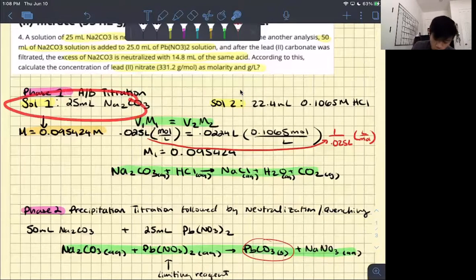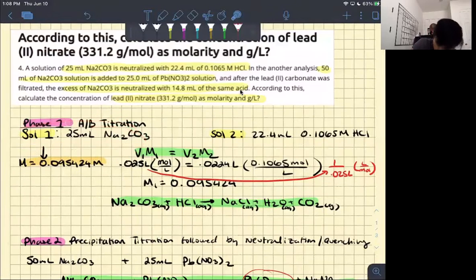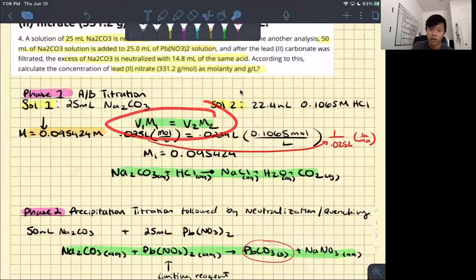So we see that solution 1, this was given to us from the question, is 25 mL of Na2CO3. They didn't give us the molarity. Next we have this right here, so I just rewrote this, 22.4 mL of 0.1065 molarity HCl. So now we have the two solutions. We're going to use this equation right here. What this means is the volume of solution 1 times the molarity of solution 1 equals the volume of solution 2 times the molarity of solution 2.